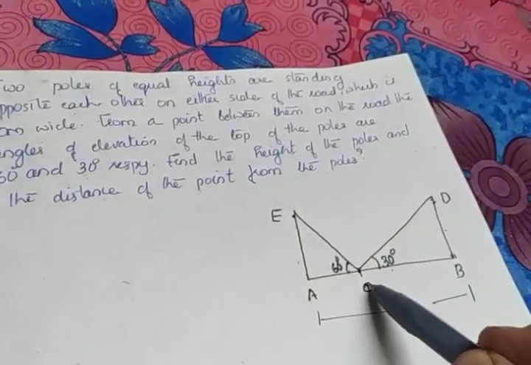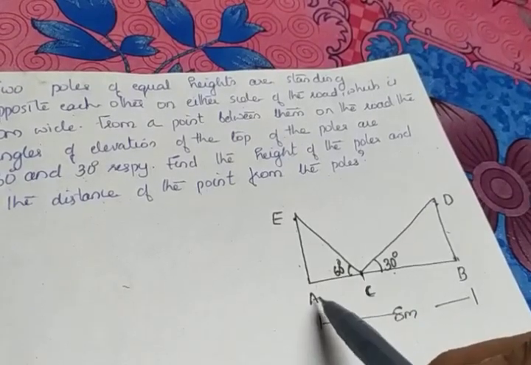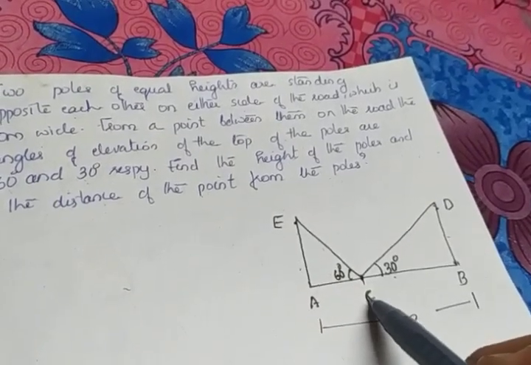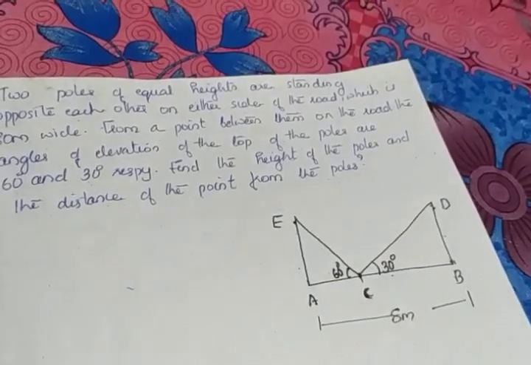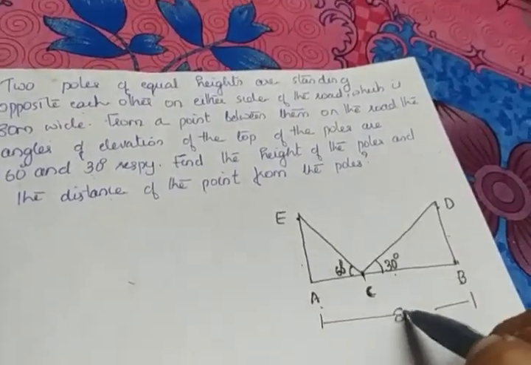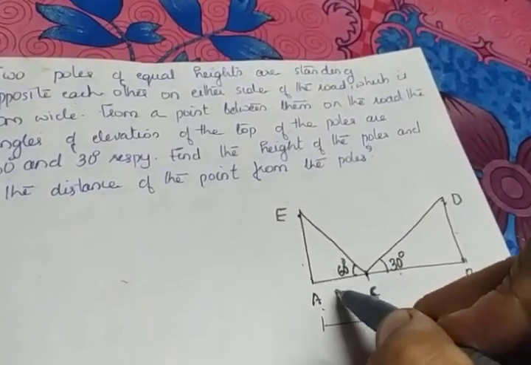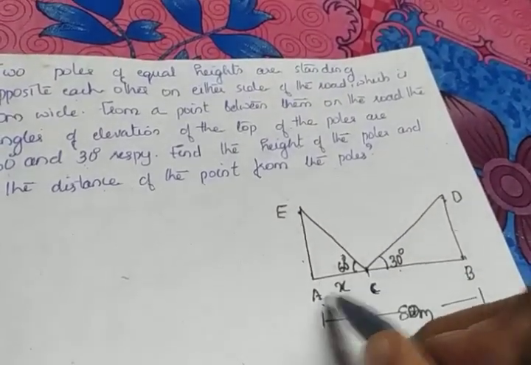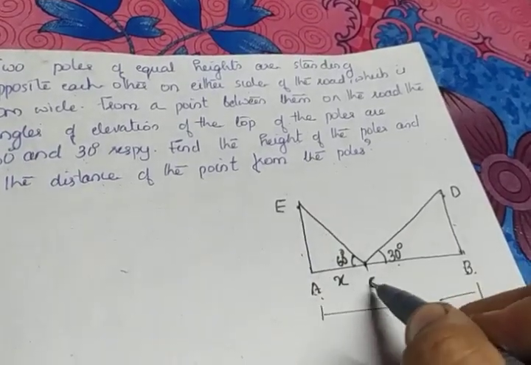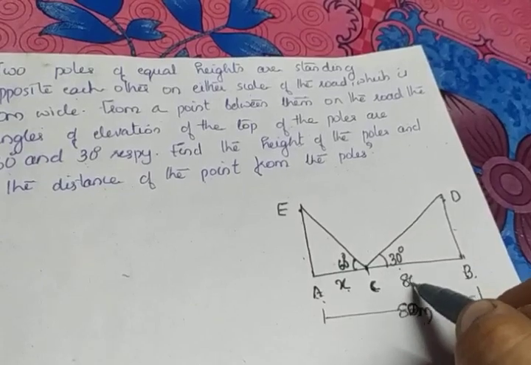That means the point we took, C, from the poles, the distance to the point is, we have to find the length of AC and also the length of BC. So what we do first is, AB is given as 80 meter. Okay, so we will take AC as X meter. So the total length is 80 meter. We took AC as X meters. Then can you say what is BC? It will be 80 minus X.